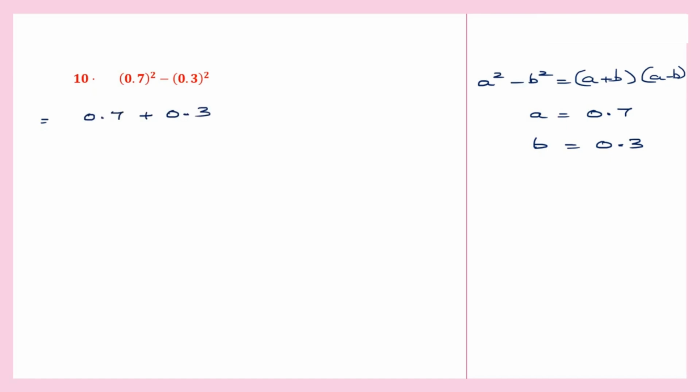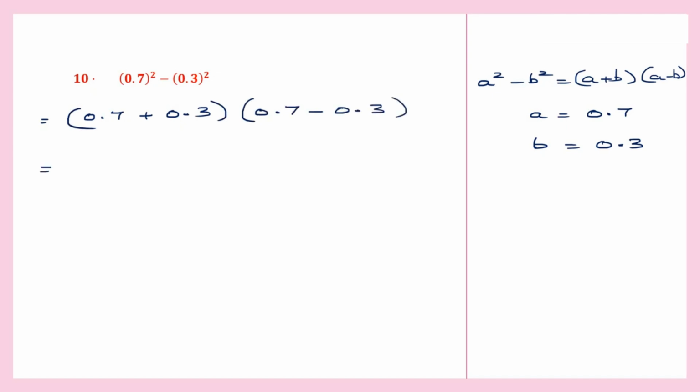Question 10. Here we have decimal numbers. This is a and this is b. So again it becomes a square minus b square, which is (a plus b) into (a minus b). And what is a in this case? A is 0.7 and b is 0.3. So when we write a plus b, it is 0.7 plus 0.3. Let's substitute and write. So a plus b means 0.7 plus 0.3, into a minus b, which is 0.7 minus 0.3.